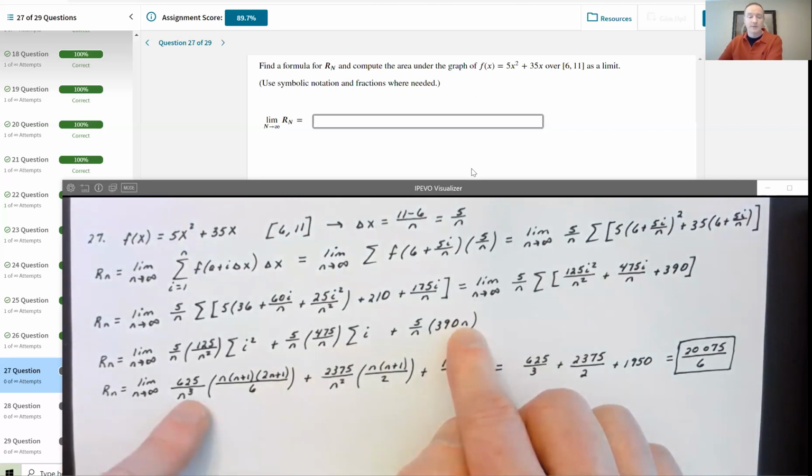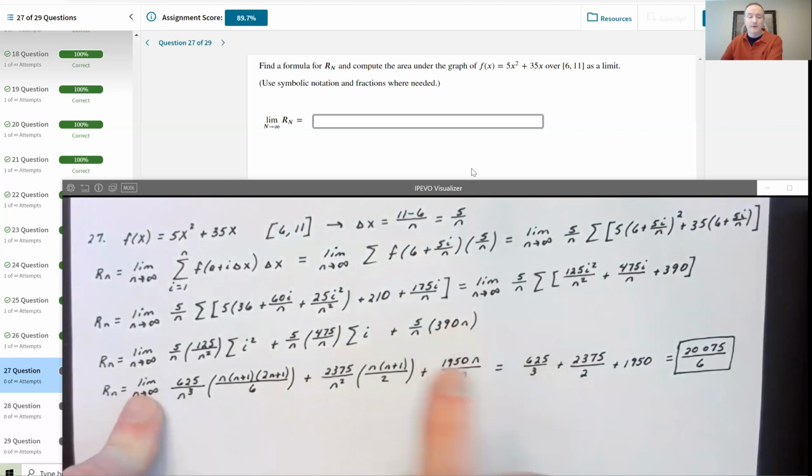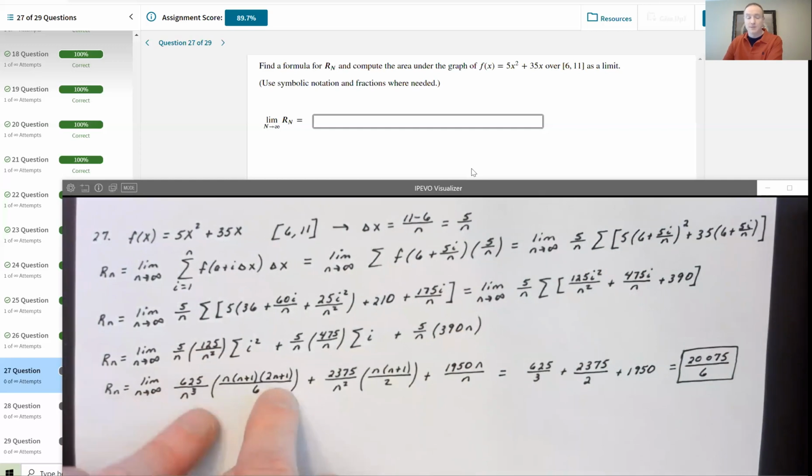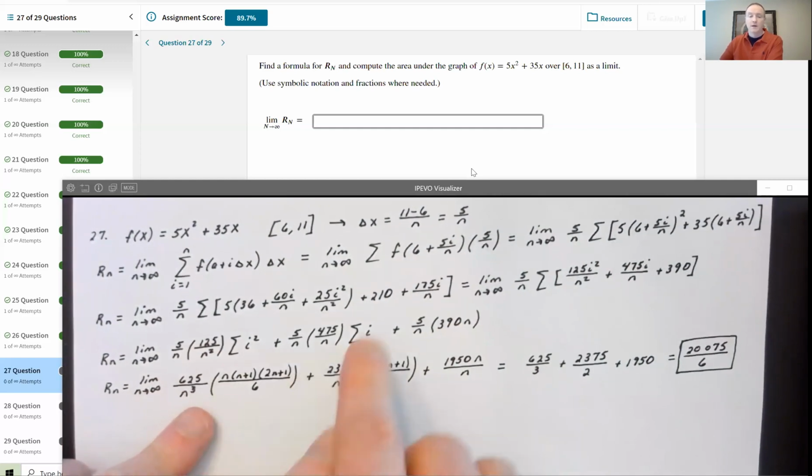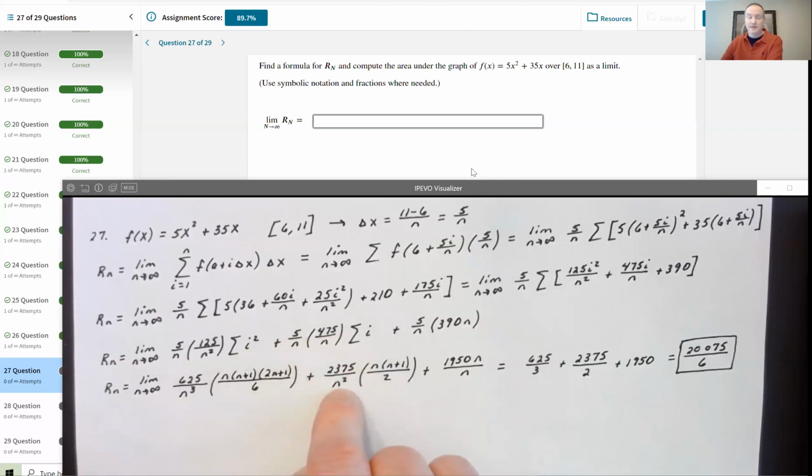Now, when we simplify this out, the limit as n approaches infinity, I multiplied this product to give me 625 over n cubed times the summation of i squared, which again, that's just by formula, n times n plus 1 times 2n plus 1 over 6. 5 times 475 gave me 2375 over n squared times the summation of i, which gave me the n times n plus 1 over 2 by formula.